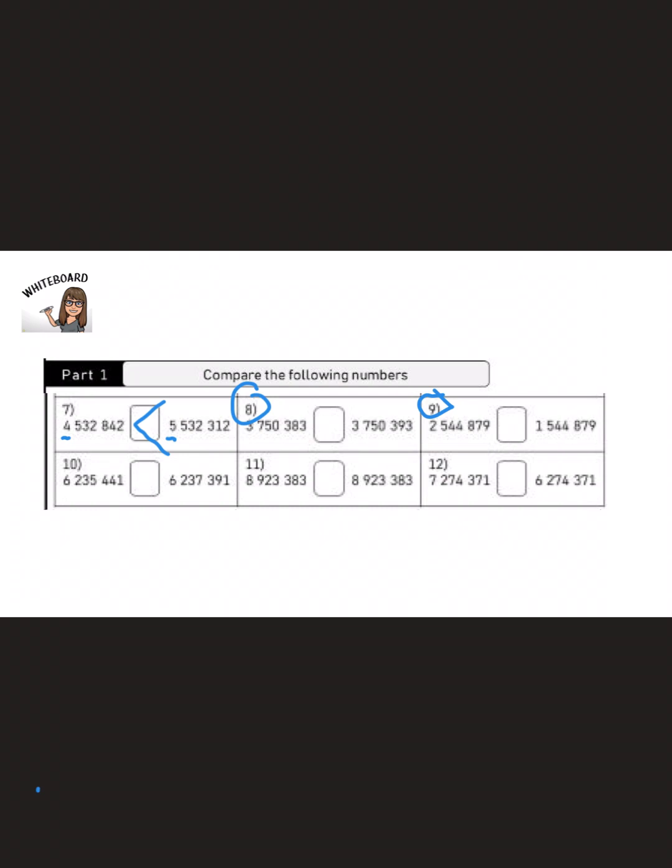All right, press pause, and with your group members, try 8 and 9, and then we'll do the other ones separately. So go ahead, press pause, do 8 and 9. All right, let's see how you did.